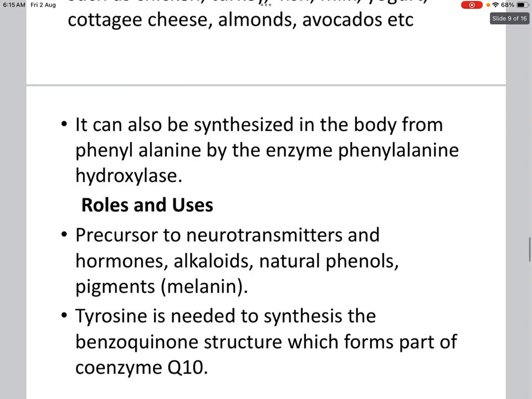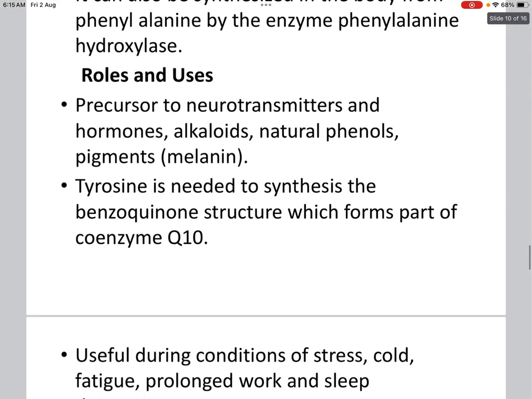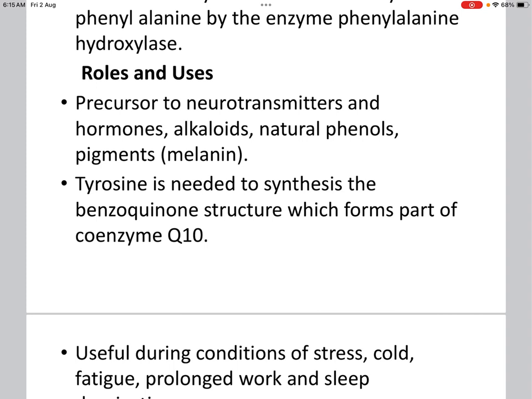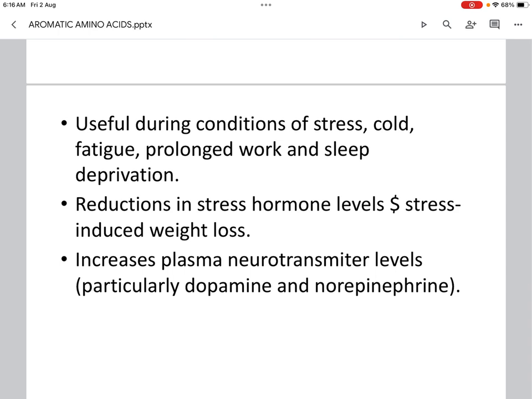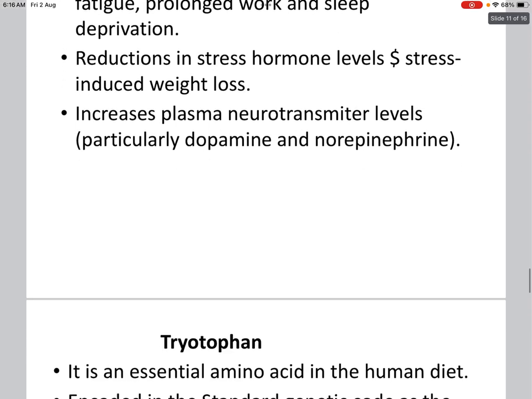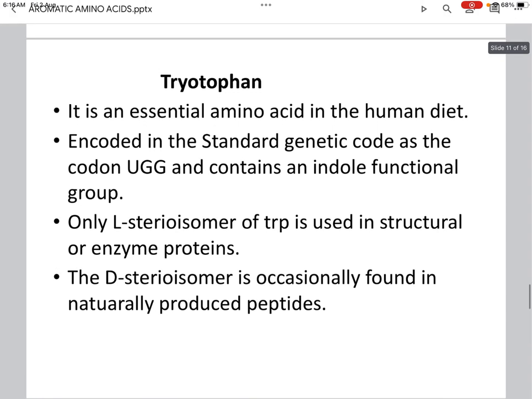The roles and uses of tyrosine: precursor to neurotransmitters and hormones, alkaloids, natural phenols, pigments, melanin. Tyrosine is needed to synthesize the benzoquinone structure, which forms part of coenzyme Q10. It is useful during conditions of stress, cold, fatigue, prolonged work, and sleep deprivation, with reductions in stress hormone levels and stress-induced weight loss. It increases the plasma neurotransmitter level, particularly dopamine and norepinephrine.